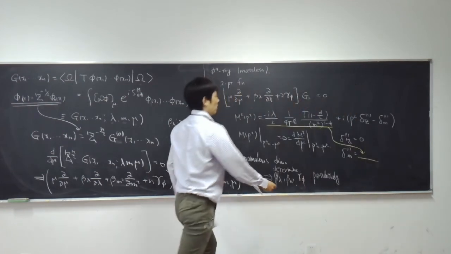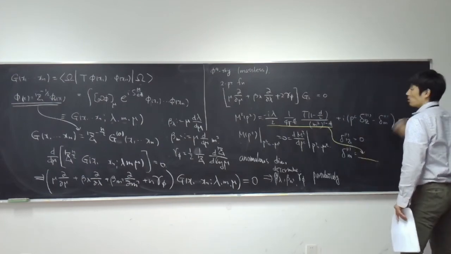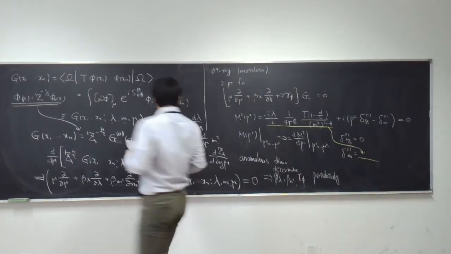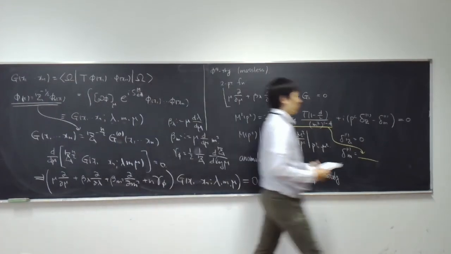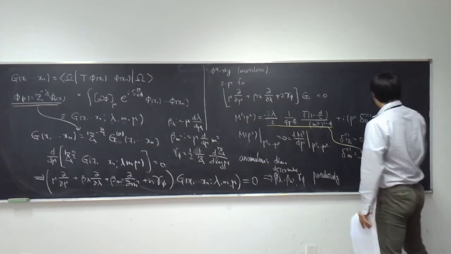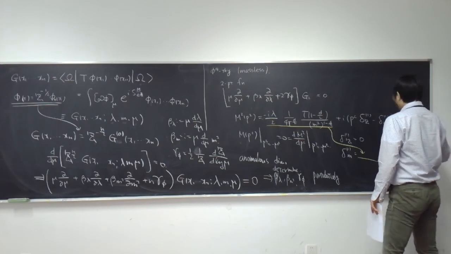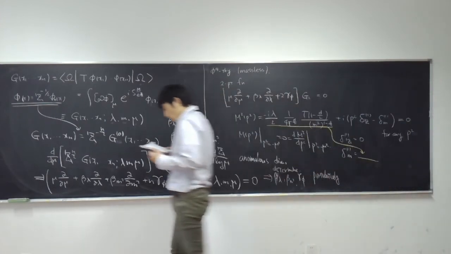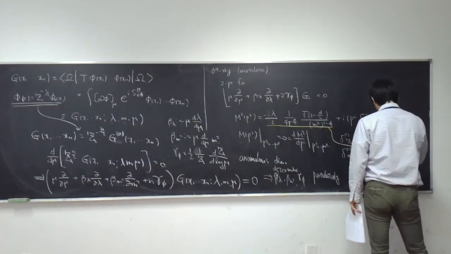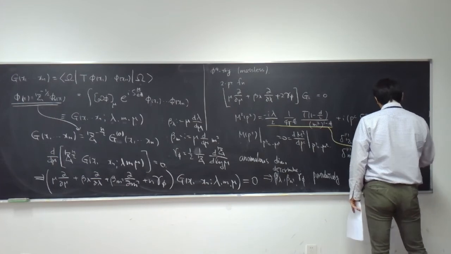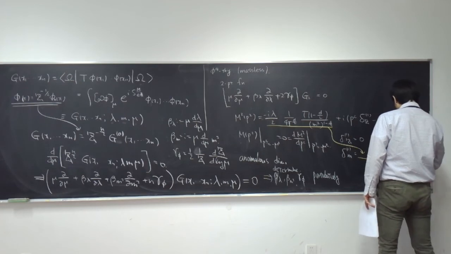So therefore, plug back into here, and this is indeed 0. So m squared of p squared is 0 at one loop order, for any p squared. So this is a very special property for phi to the fourth theory.